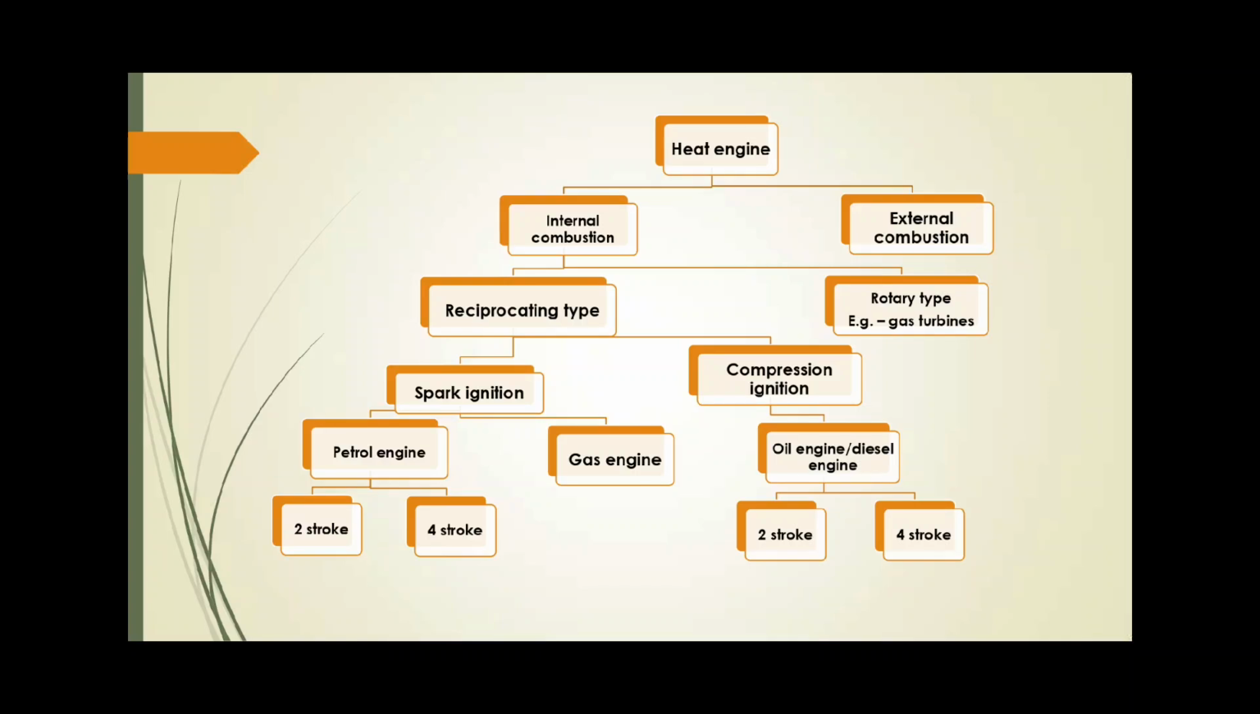Internal combustion engine is generally classified into 2 types. First one is reciprocating type, another one is rotary type. Of all the IC engines, generally we are using reciprocating types of IC engines. In the reciprocating type, if the piston is reciprocated inside the engine cylinder, this is called reciprocating type of engine. The reciprocating type of engine is classified into 2 types.